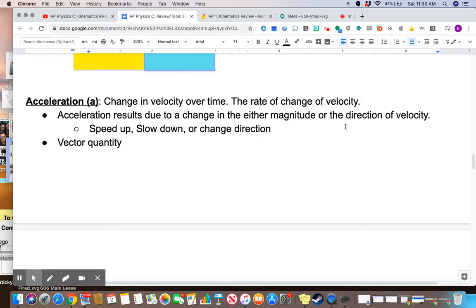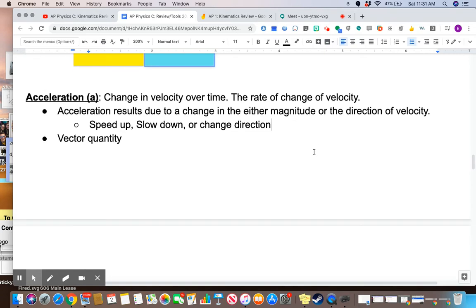Okay, so we can accelerate in three ways. We can either speed up, slow down, or change our direction. So we can only accelerate if there is a change in the magnitude or the direction of the velocity. Because acceleration relies on velocity, and velocity is a vector, acceleration is a vector. The direction of the acceleration, we use either a positive or a negative sign to denote. And depending on the system that we're looking at, we use different sets of rules to figure out what would be positive or negative. But ultimately, we assign which way is positive or negative unless it's assigned for us.